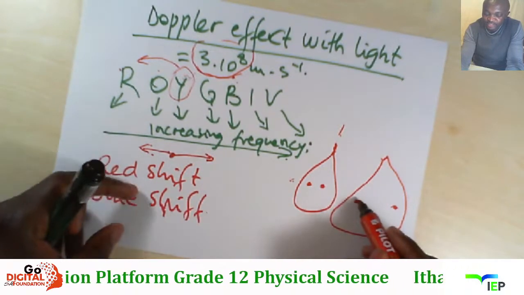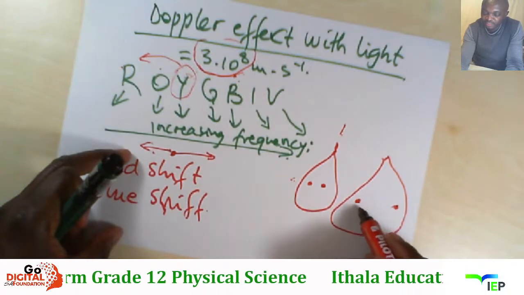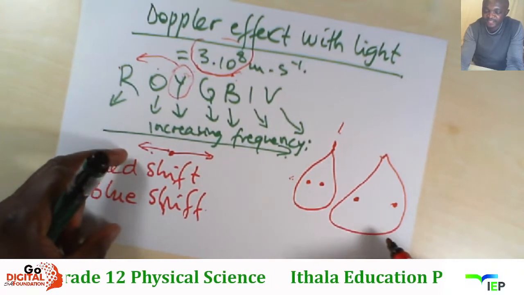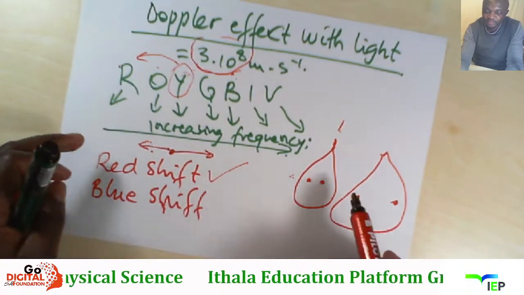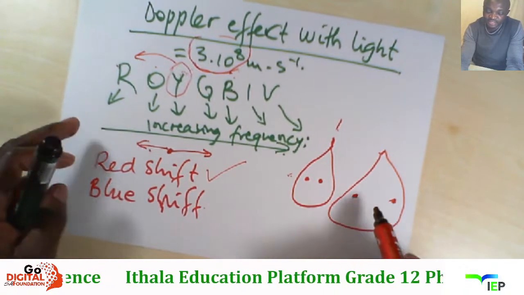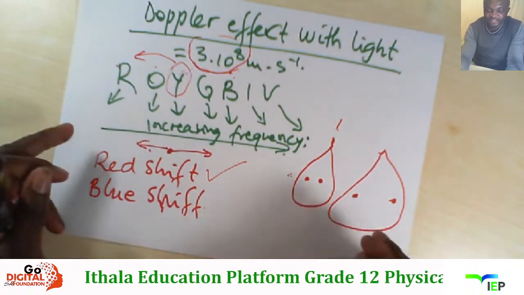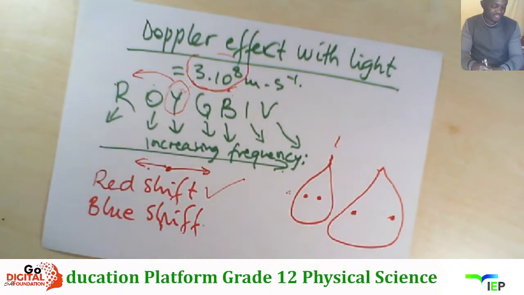So if this is planet Earth and this another star, the distance between the two is increasing. How do you find that? Because of the shift toward the red. Then they conclude that the universe is expanding, right? So that is the Doppler effect.